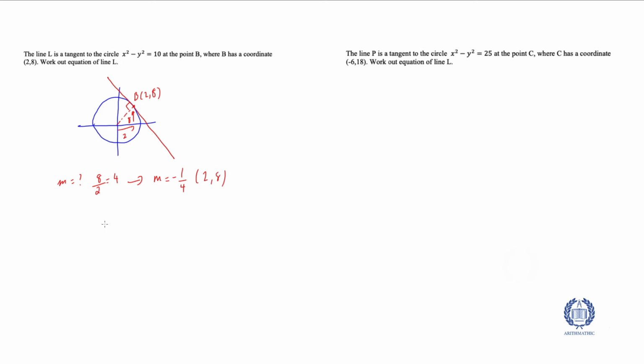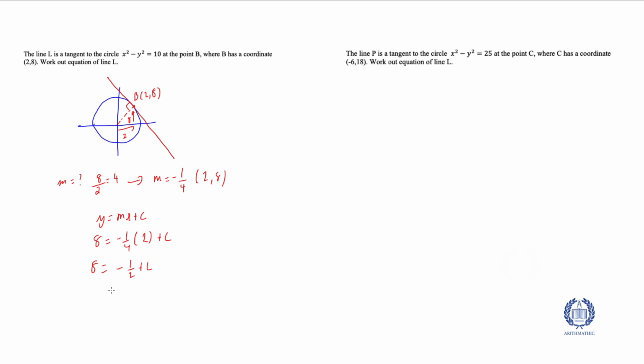So I've got my reciprocal gradient and I've got my coordinate. Now I just need to find my equation of the line. So y equals mx plus c. My y is going to be 8. Gradient is going to be minus 1/4. And then x is going to be 2, plus c, right? So that's going to be 8 equals, I don't know why I wrote plus, so that's going to be minus 2 over 4, which is half, plus c.